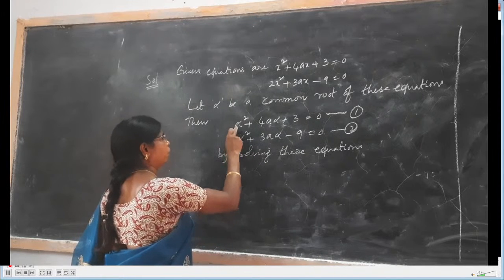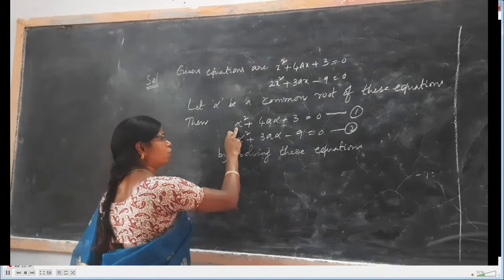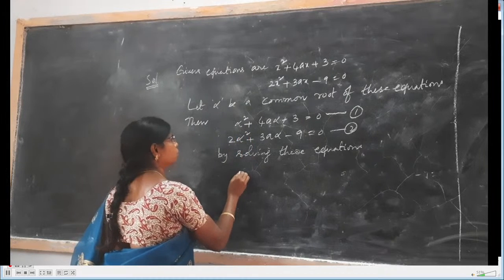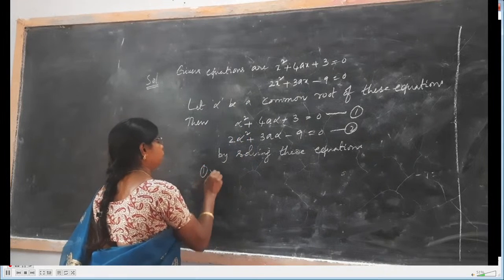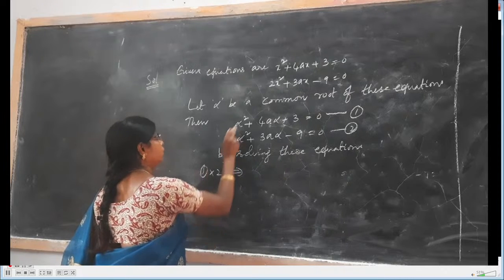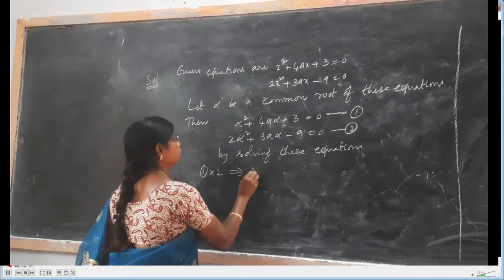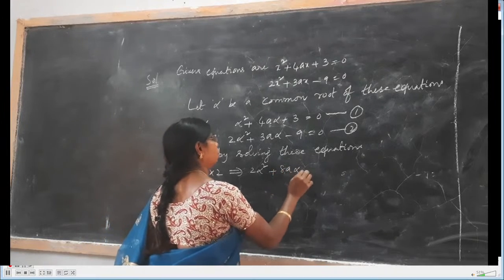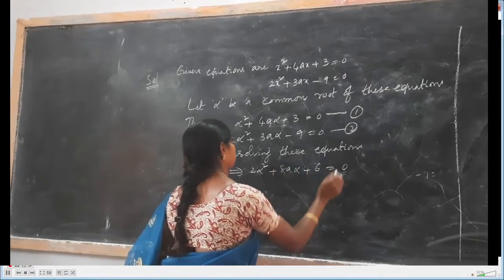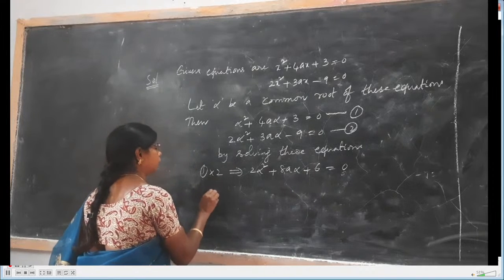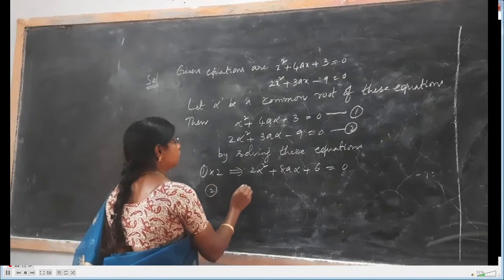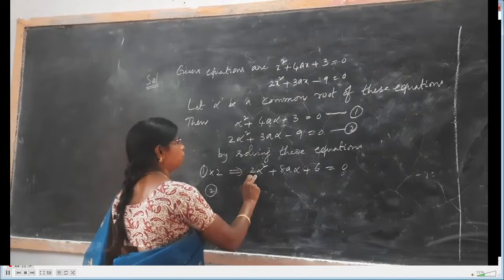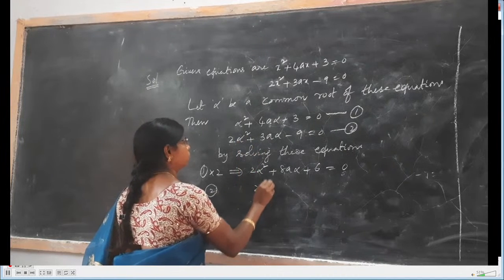Multiply equation 1 by 2. So what do we get? 2 alpha square plus 8a alpha plus 6 is equal to 0. Now I write the second equation. This is the first equation, and this is the second equation.